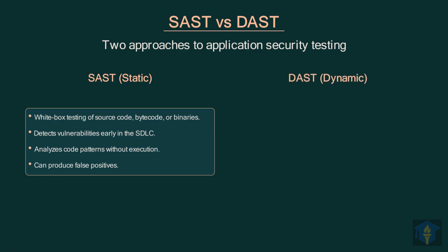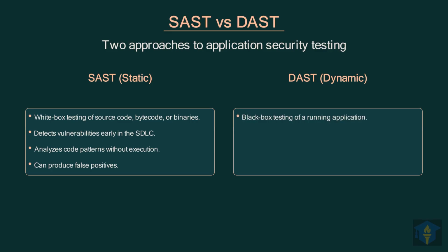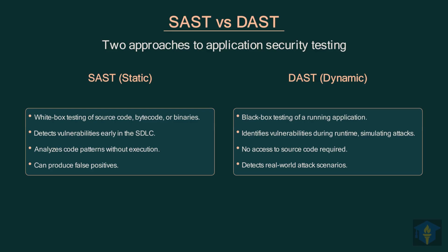Now, let's look at DAST, or Dynamic Application Security Testing, a different but equally important method. DAST is a black box test, examining a running application from the outside. Just like an attacker, it finds vulnerabilities during runtime by simulating real-world attacks on the live system. A key advantage is that DAST doesn't require access to your application's underlying source code. DAST excels at detecting vulnerabilities that attackers might exploit in real-world scenarios effectively.